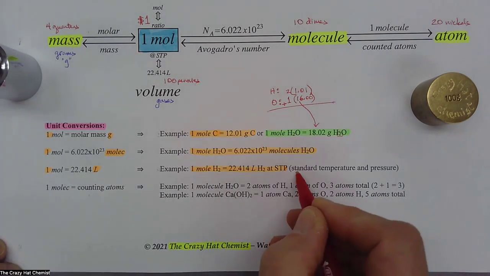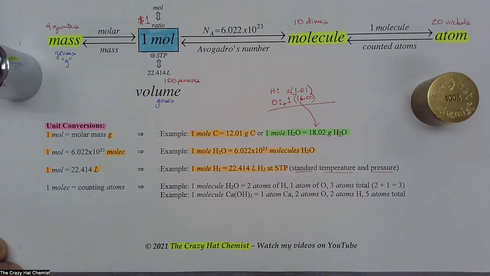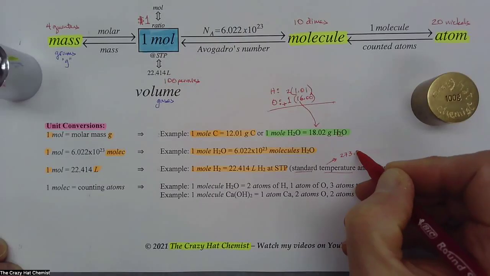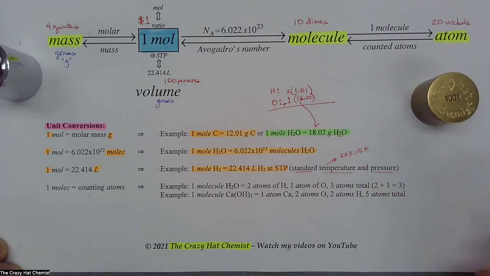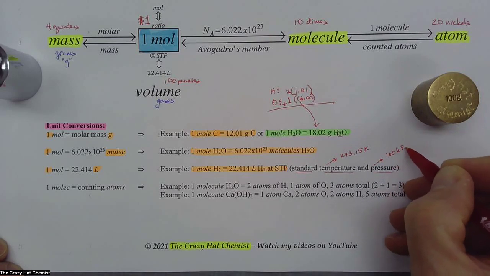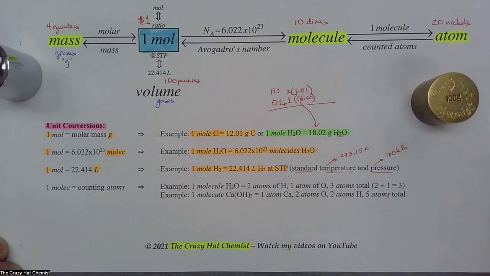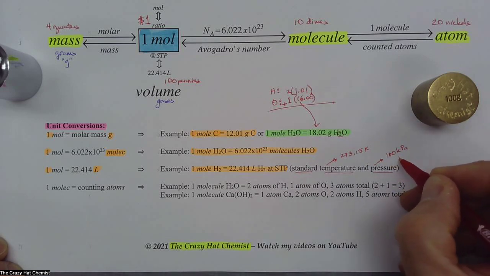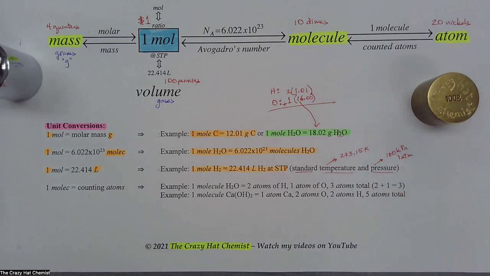And then what is standard temperature and pressure? Standard temperature is 273.15 Kelvin, and the standard pressure is 100 kilopascals. For most intents and purposes, most chemistry teachers, instructors, and textbooks say that the standard pressure is actually 1 atmosphere. 100 kilopascals is actually the true value, but it's really close to 1 atmosphere. So for all intents and purposes, it's just fine.